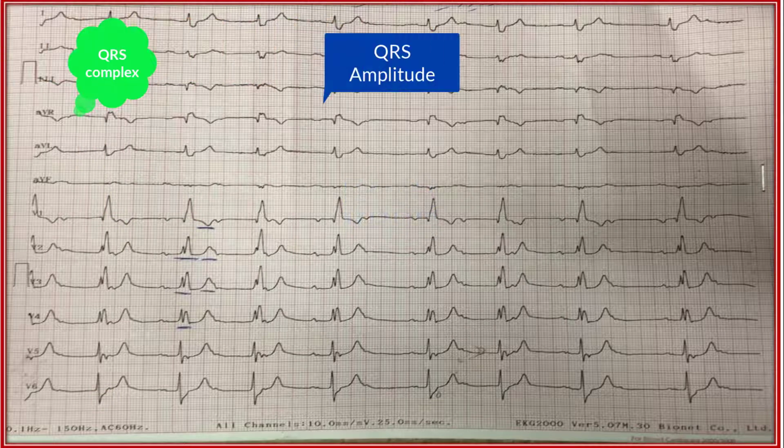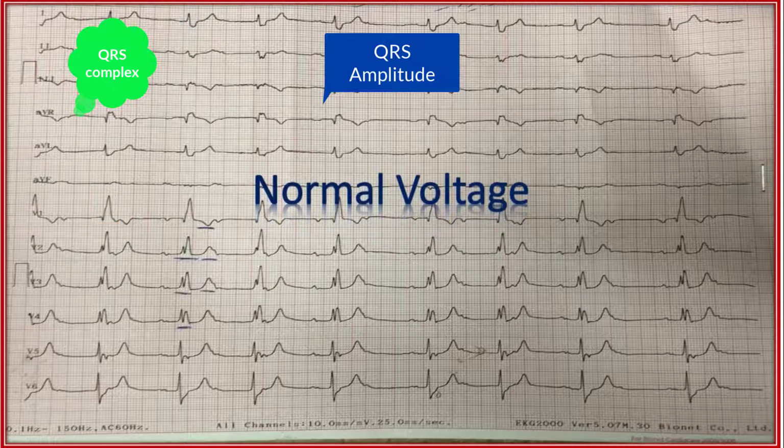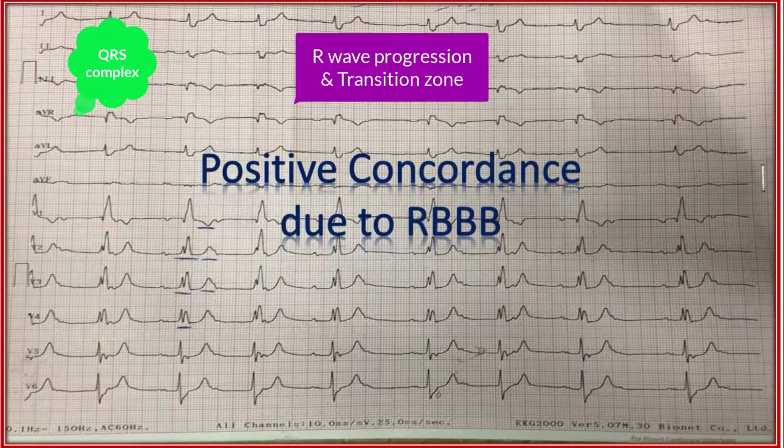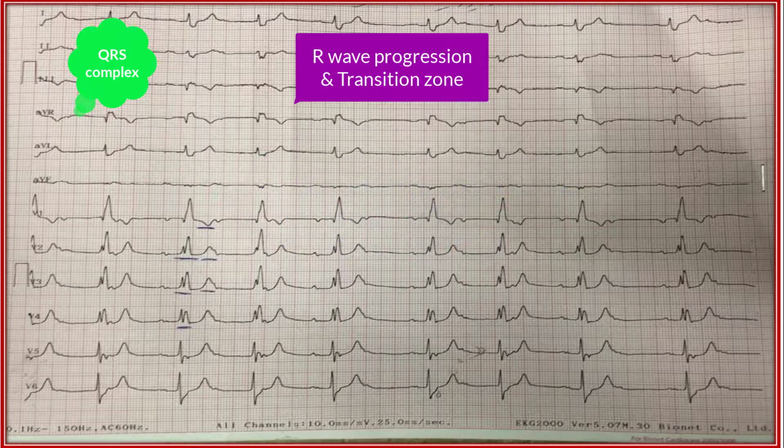2. QRS amplitude. Here, the complexes are more than 5 mm in limb leads, and 10 mm in precordial leads. On the other hand, no evidence of ventricular hypertrophy is present. Therefore, the complexes are neither high nor low voltage. 3. R wave progression and transition zone. Here, all QRS complexes in V1 to V6 are positive, and no transition zone exists, so we have positive concordance that is due to right bundle branch block.